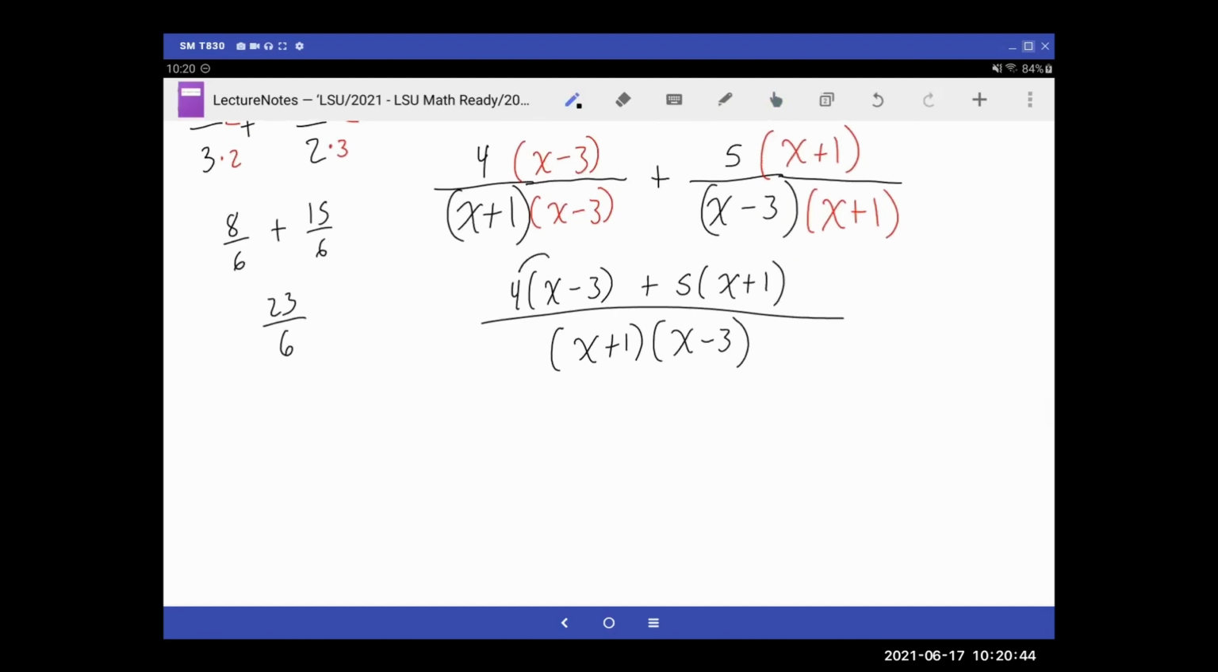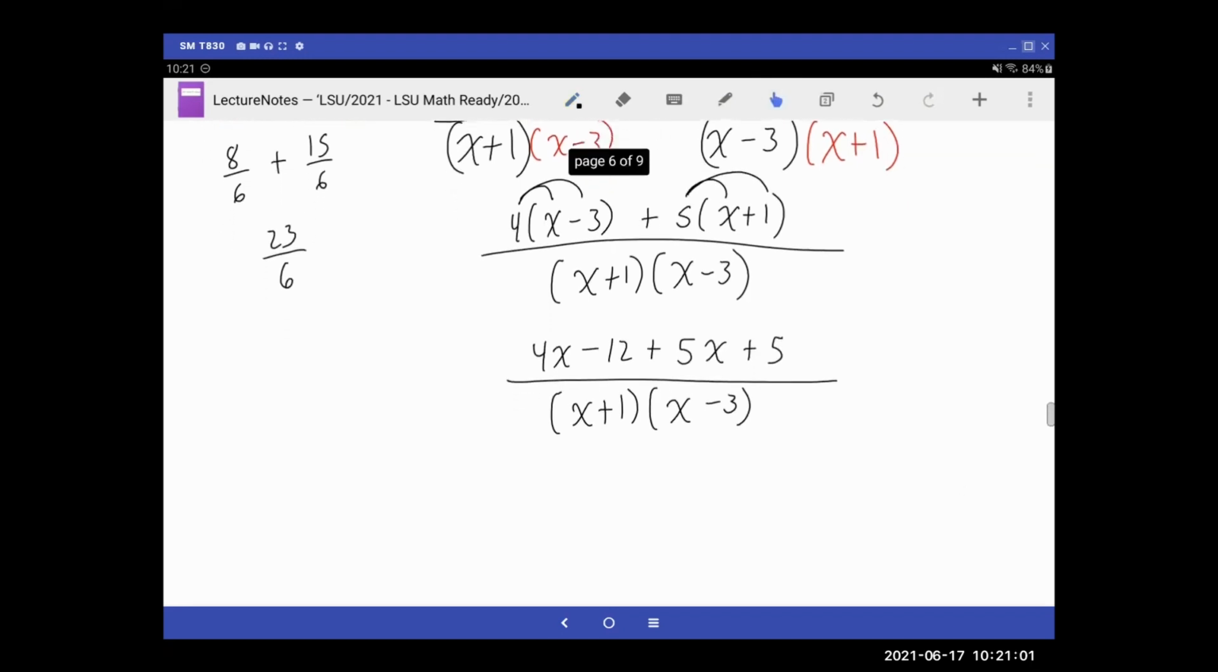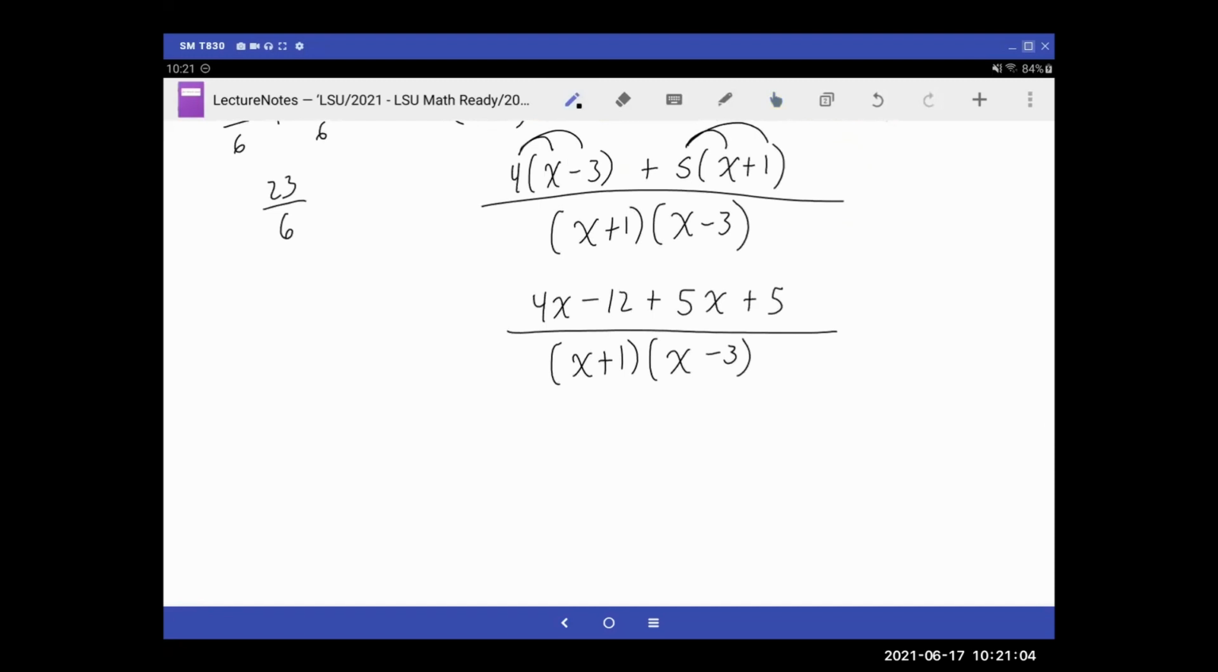Let's distribute the 4. Distribute the 5. Denominator will stay the same. Why did I distribute the top but not the bottom? That's because you had 2 terms that were being added together, right? That's the reason. Okay, and so 4x plus 5x would be 9x. Negative 12 plus 5 is negative 7 over x plus 1, x minus 3.